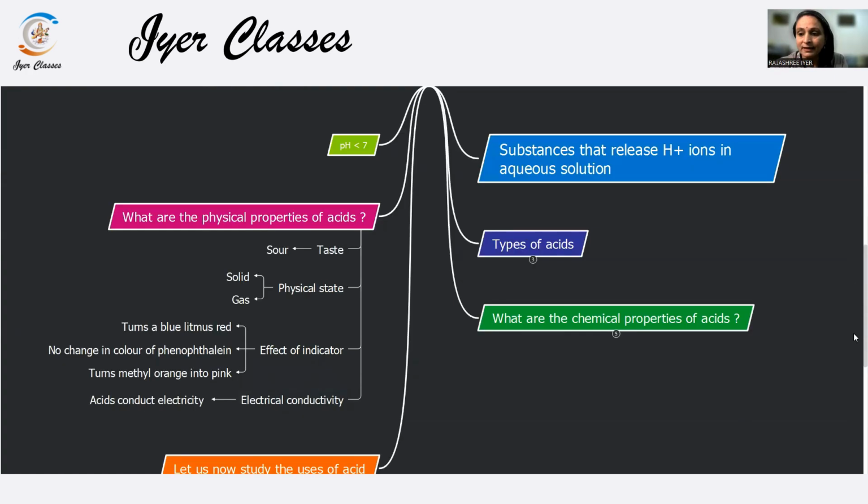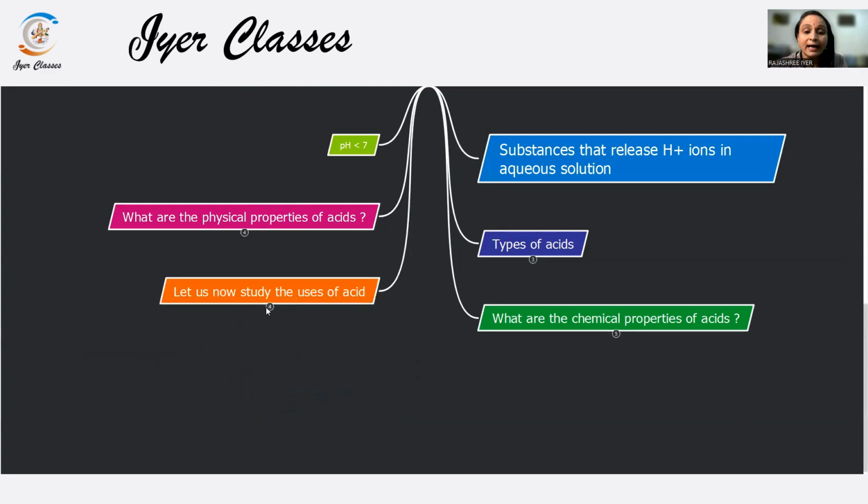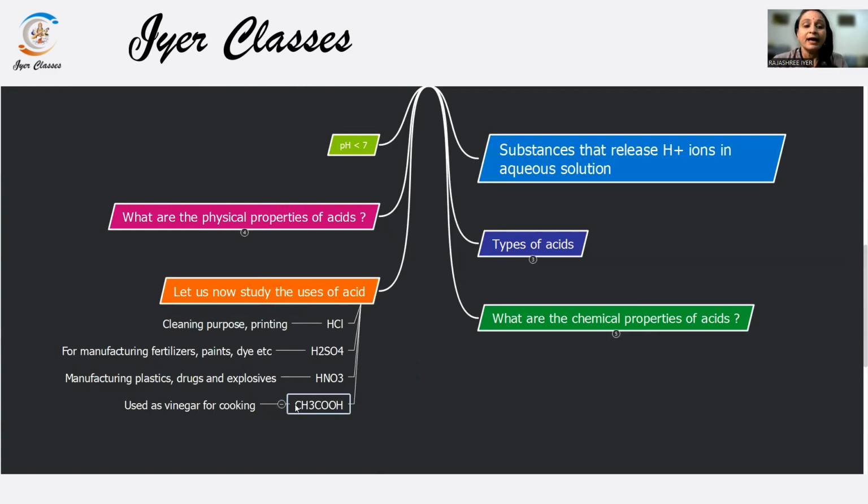Then the most important thing we are going to study is where the acids are used. HCl is used for cleaning purposes, in the printing industry and many other industries. Then sulfuric acid, H2SO4, is used for manufacturing fertilizers, paints, dyes, etc. And HNO3, nitric acid, is used for fertilizers again. It is used in the manufacturing of plastics, drugs and medicines, and also some explosives. It is also used for making bombs, that is a use of nitric acid.